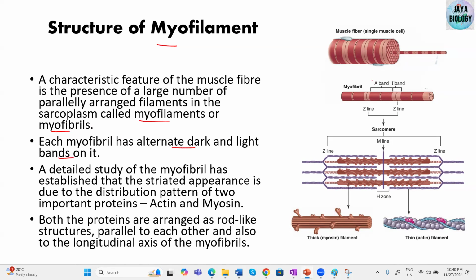Clear? This is the dark band, also known as A band, and this is the light band, also known as I band. They have a striated appearance. Why? Because of the distribution pattern of two important proteins, actin and myosin. Both proteins are arranged as rod-like structures. So this is the myosin filament, the thick filament, and this is the actin filament, which is the thin filament. Clear, beta? Now we will study the diagram of sarcomere.